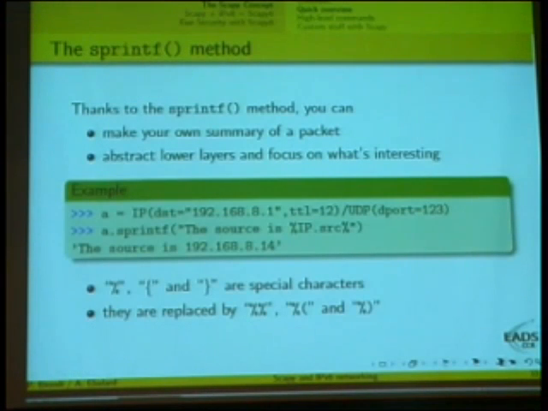Another method is the sprintf method. You give it a format string, and it will replace it with values from the packet. For example, this is a formatting directive, and it will be replaced by the IP source, very easy. So if it's applied to this packet, you will get this string, the source, and the real IP taken from the packet.